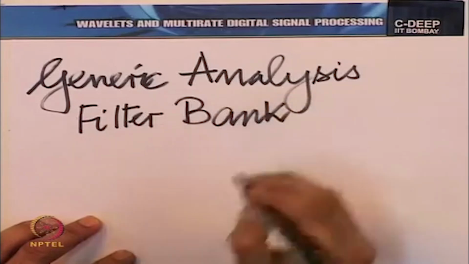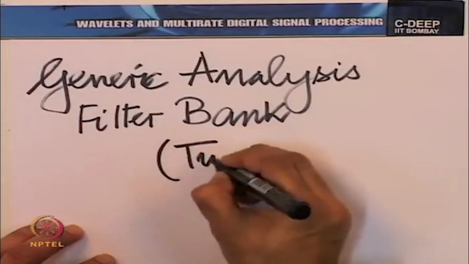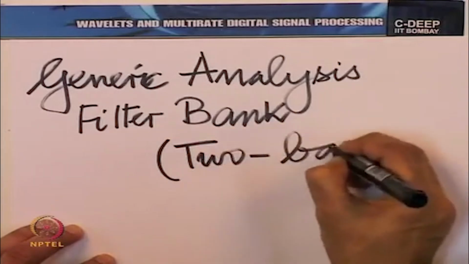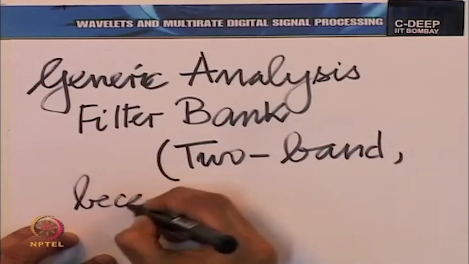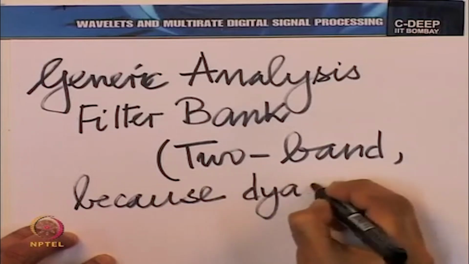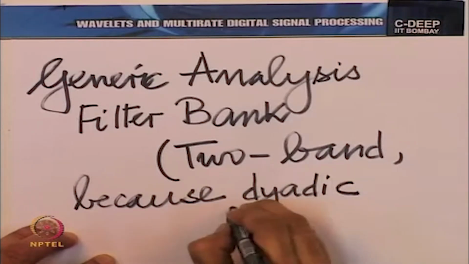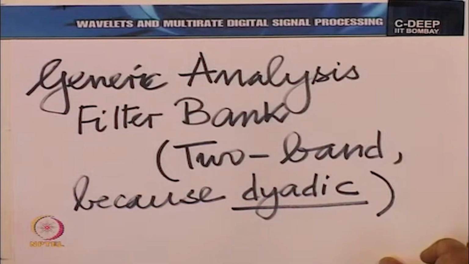Incidentally, we should be talking about a two-band filter bank here, and that is because we are talking about dyadic MRAs here. Recall that dyadic refers to powers of two changes. So, what we are talking about is the generic structure first of a two-band filter bank, two-band analysis filter bank.